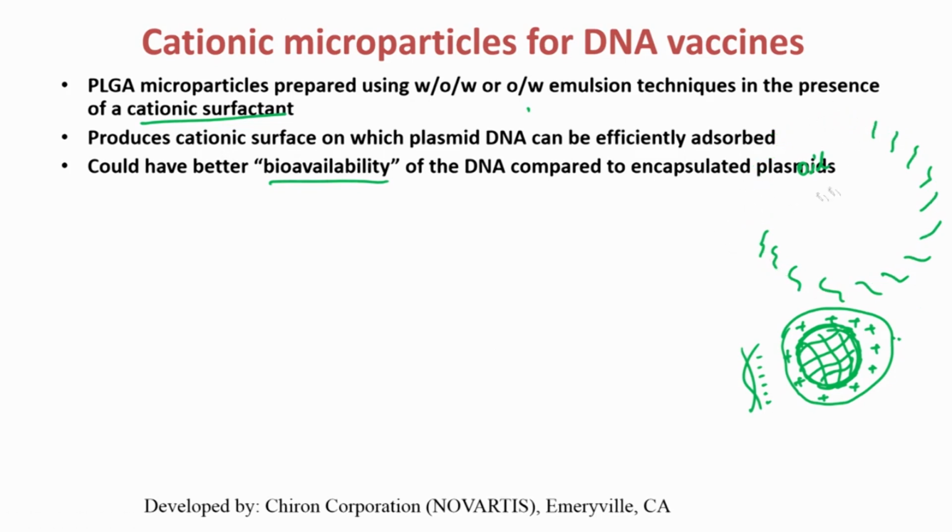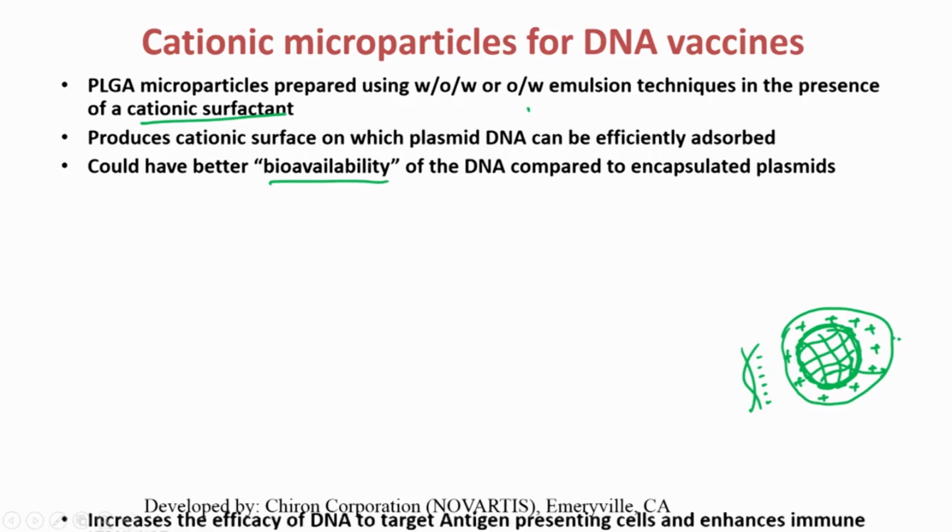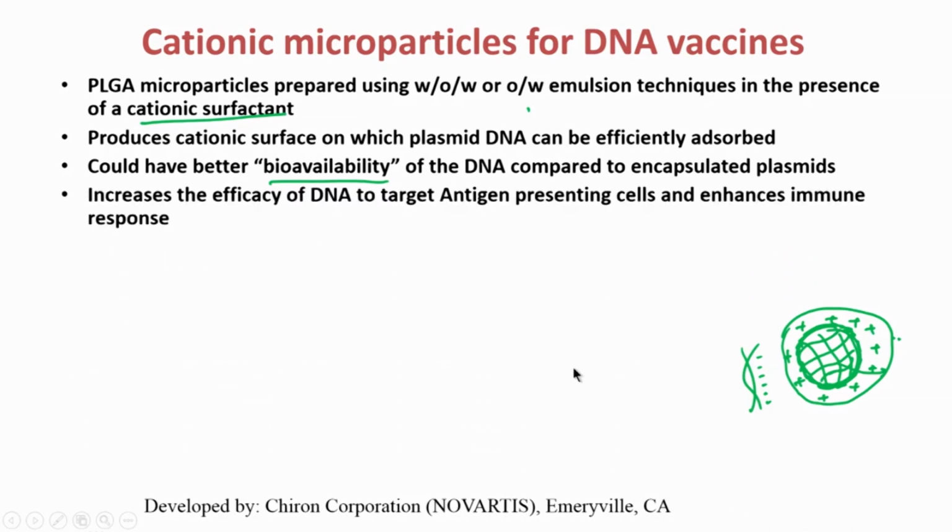This process could have a better bioavailability of the DNA compared to the encapsulated plasmid. Because at this point it is easier for the DNA to come out immediately, whereas otherwise you would have to wait for the particle to degrade before it comes out. But if it is on the surface, the moment the dielectric outside changes or a little bit of the particle degrades, the DNA will come out. It increases the efficacy of the DNA to target the antigen presenting cell, because now you have put it in a particle formulation. These APCs are very good at taking up anything foreign, especially particulate formulations. So this is going to enhance the immune response.